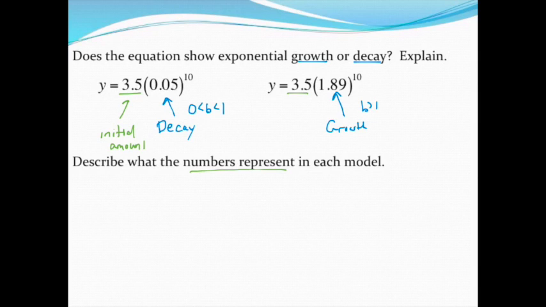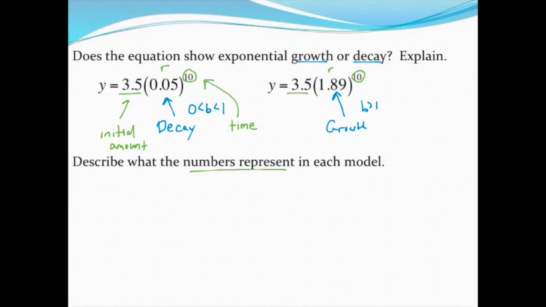The next number that both have in common is the exponent, the 10 in this case, or obviously the 10 over here. That number, our exponent, always represents time, whether that's 10 years or 10 seconds or 10 minutes. We'd find that out when we were working on a specific problem, but that's going to represent our time unit.